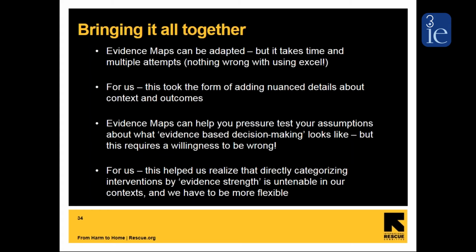There have been many examples of this in the IRC, but the one that I really want to stress is that it wasn't until we really began using these maps that we realized that this initial approach of directly categorizing interventions by evidence strength was just not feasible in our context. And it taught us to be more flexible and helped us explore other options.